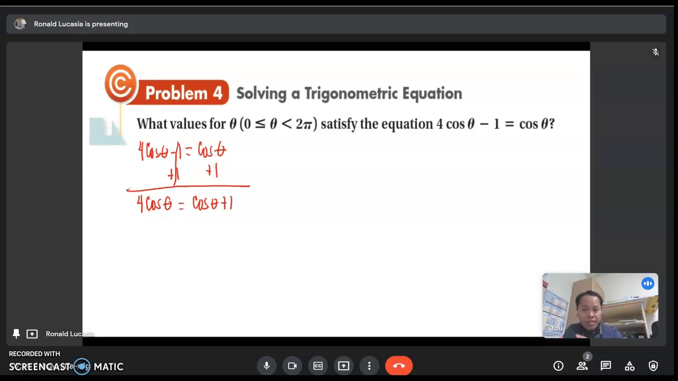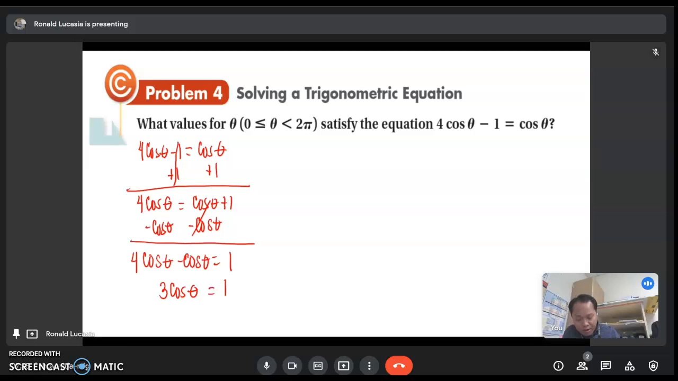Then I have 4 cosine theta on the left side and 1 cosine theta on the right side. I'm going to combine the two by eliminating the cosine theta on the right side, so I have to subtract cosine theta from both sides. So cosine theta minus cosine theta is 0 now, is equal to 1. So 4 cosine theta minus 1 cosine theta gives me 3 cosine theta is equal to 1. So for cosine theta, cosine theta is equal to 1 over 3.